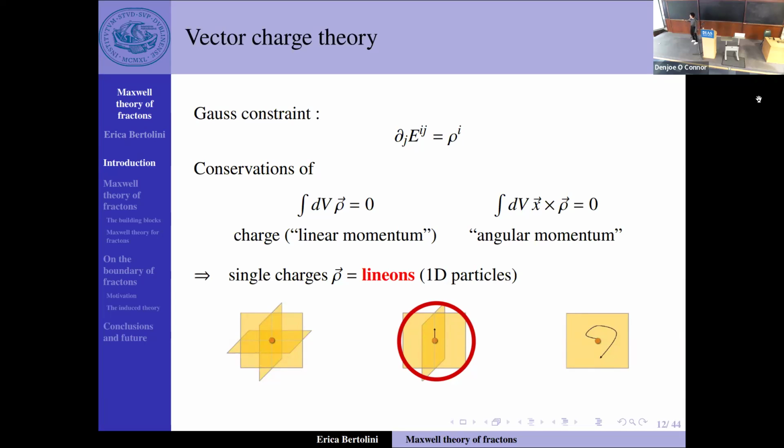So it's a theory in which you have both a scalar charge which cannot move, so it is a fracton, and also a vectorial charge which can be seen as a dipole, which can move only along the line. So we have two kinds of particles. Here, i and j are spatial indices. But E is a function of space-time coordinates, it depends on time as well.